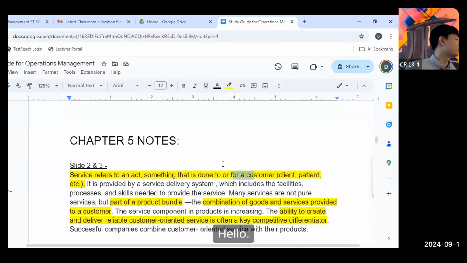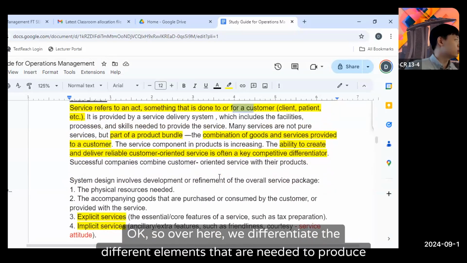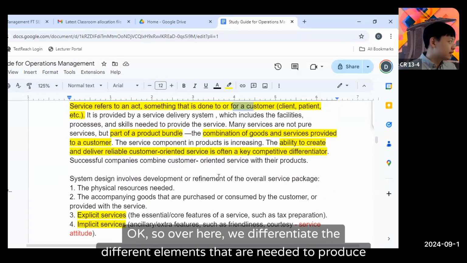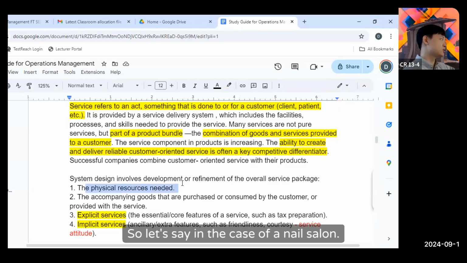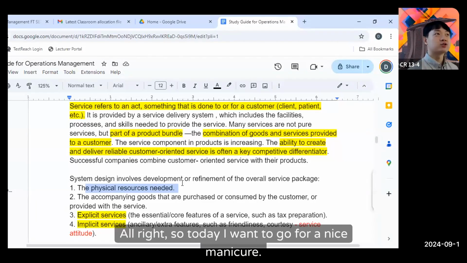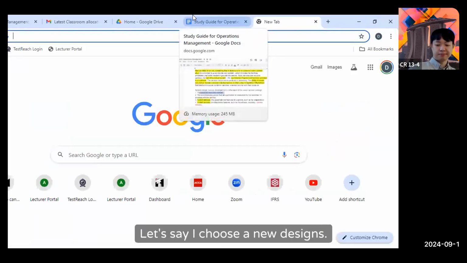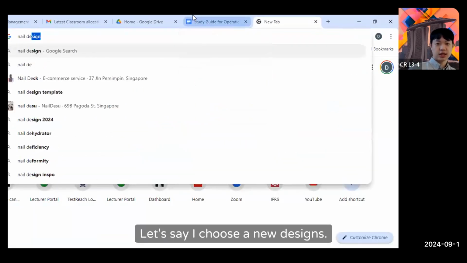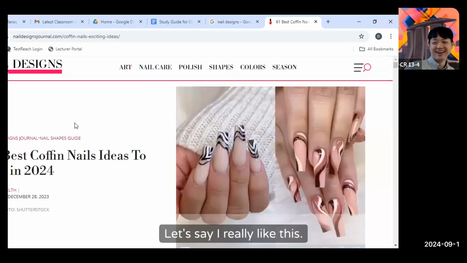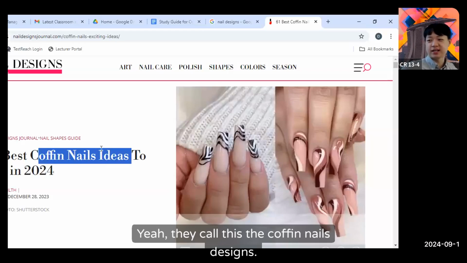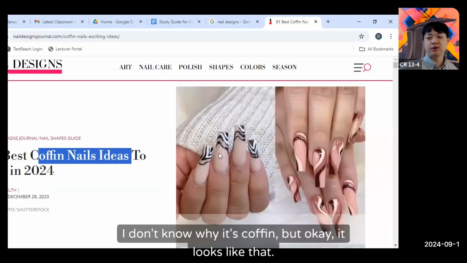Then over here, we differentiate the different elements that are needed to produce that service. So we talk about things like the physical resources needed. Let's say in the case of a nail salon, all right? So today I want to go for a nice manicure, right? Let's say I choose nail designs. Let's say I really like this. They call this the coffin nails design. I don't know why it's coffin, but it looks like that.